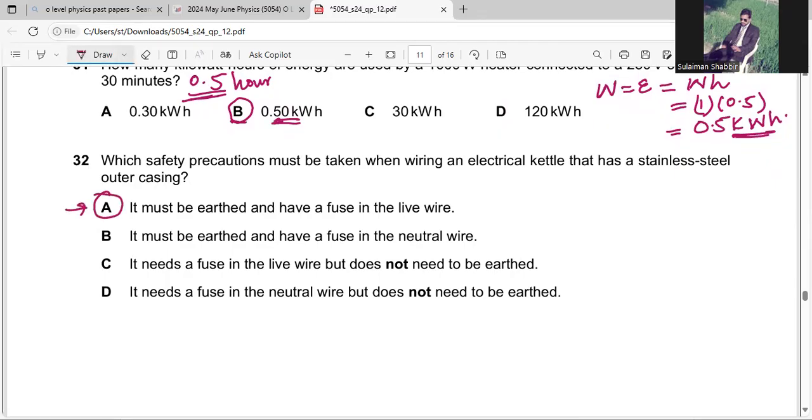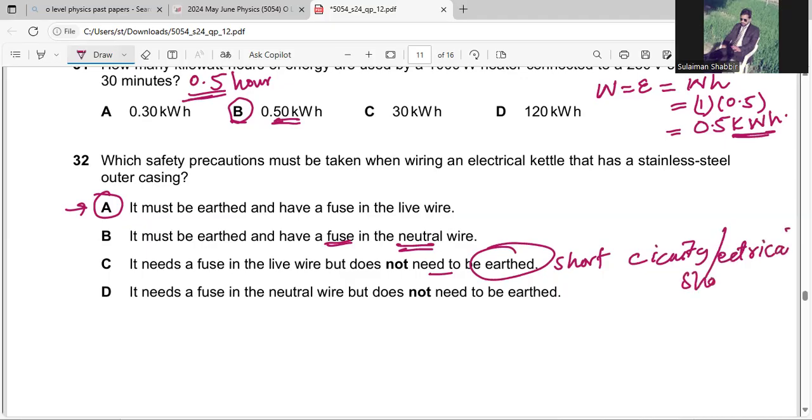Let's check the other ones. It must be earthed and have a fuse in the neutral wire. Never. A fuse is always connected along the live wire. It needs the fuse in the live wire but does not need to be earthed. So it should not be done, because a short circuit or an electric shock is possible. If someone touches its body, he will get an electric shock.